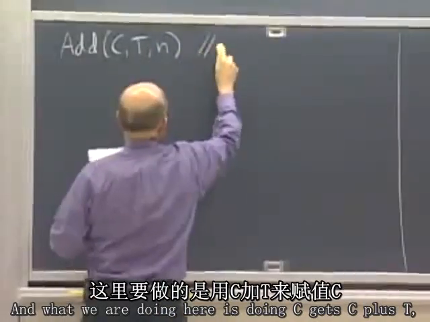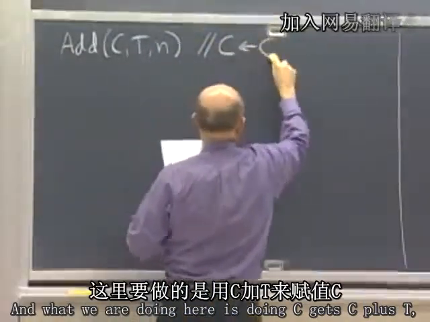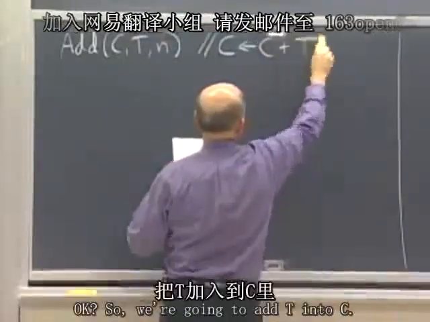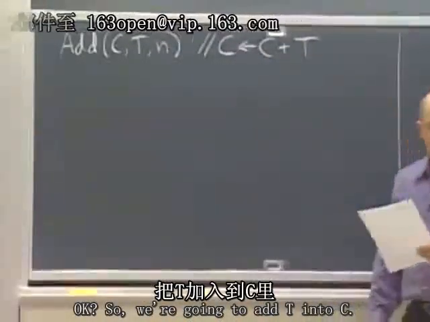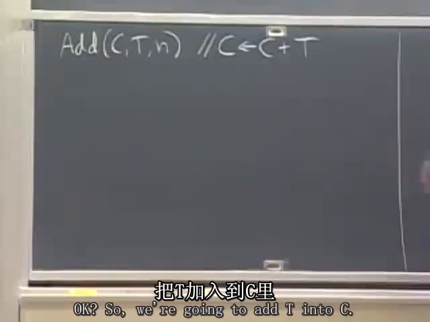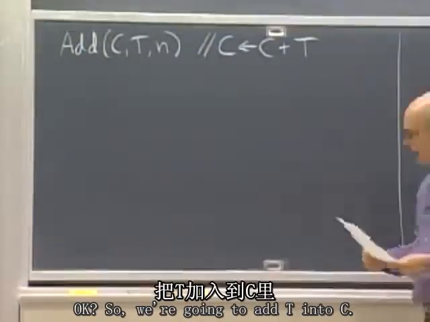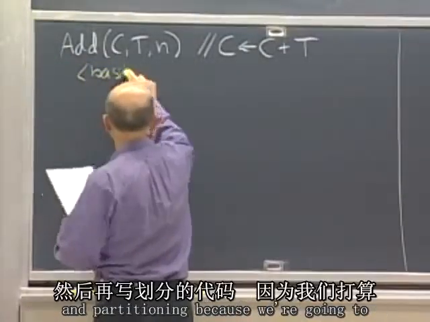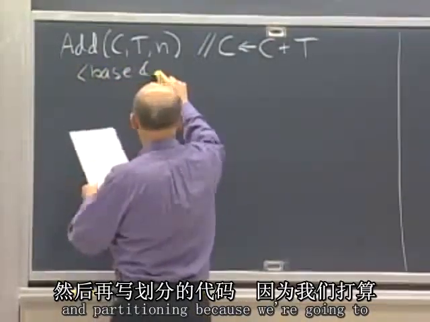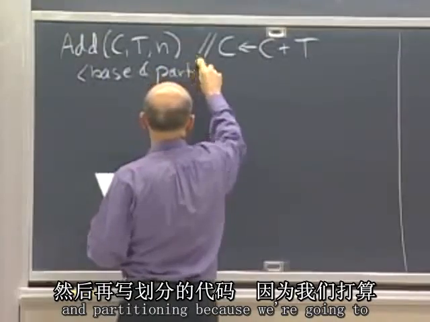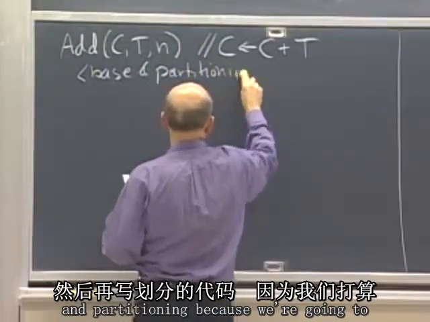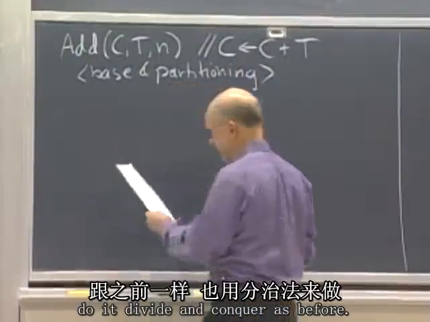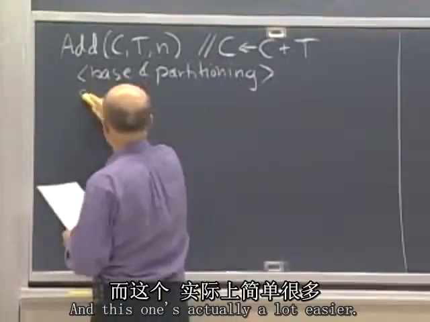And what we're doing here is doing C gets C plus T. Okay, so we're going to add T into C. So we have some code here to do our base case and partitioning, because we're going to do it with divide and conquer as before. And this one's actually a lot easier.